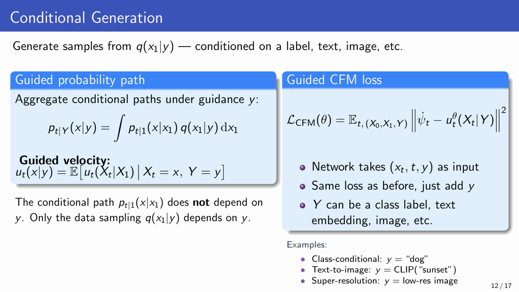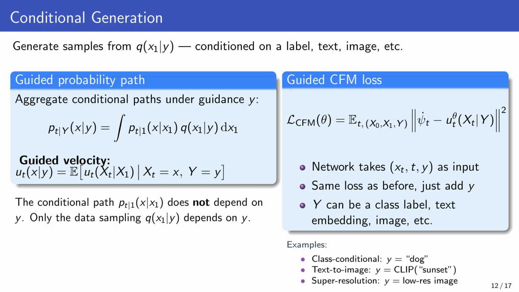In practice, the training loss looks almost identical to the unconditional case. The only difference is that the network now takes the guidance variable y as an additional input alongside xt and t, and we train it to predict the same conditional velocity target. The guidance variable can be anything: a class label, a text embedding, a low-resolution image, or an audio clip.